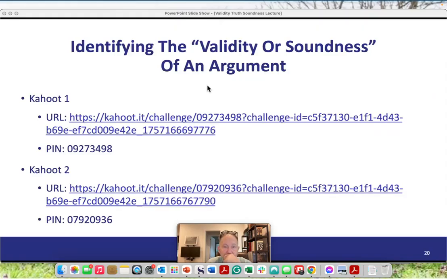So out on the web, out on the internet, there are some Kahoots you can try that will help you practice validity or soundness of an argument. So you go out there and take a look at it. You've got to know if you're looking at an inductive argument, and then you have to judge the quality of that argument. These are easier, so I'd start here.